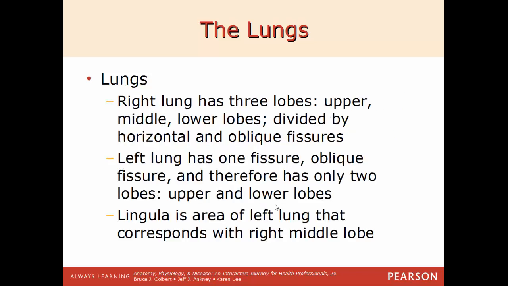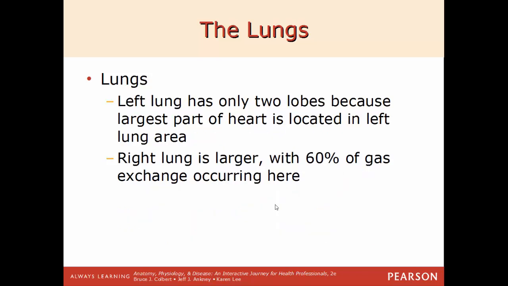The right lung will have 3 lobes, the upper, middle, and lower. These are divided by fissures, the horizontal fissure and the oblique fissure. The left lung only has 1 fissure, the oblique fissure, and so it only has 2 lobes, the upper and lower. Now the area of the left lung that corresponds to the middle lobe of the right lung is called the lingula. Now the left lung only has 2 lobes because the largest part of the heart is located near the left lung area. So that means the right lung will be a little bit bigger, with 60% of gas exchange occurring in that lung.